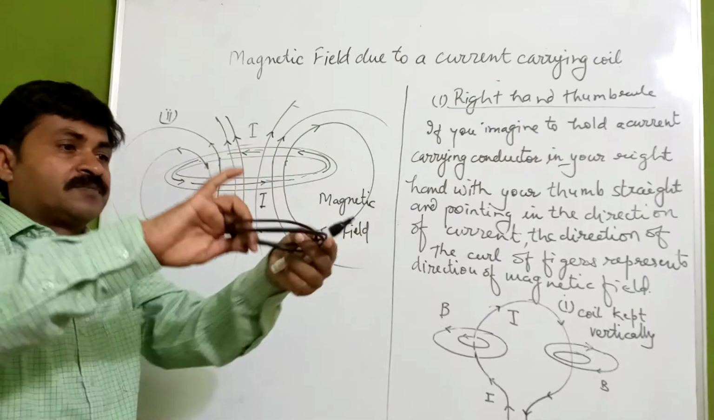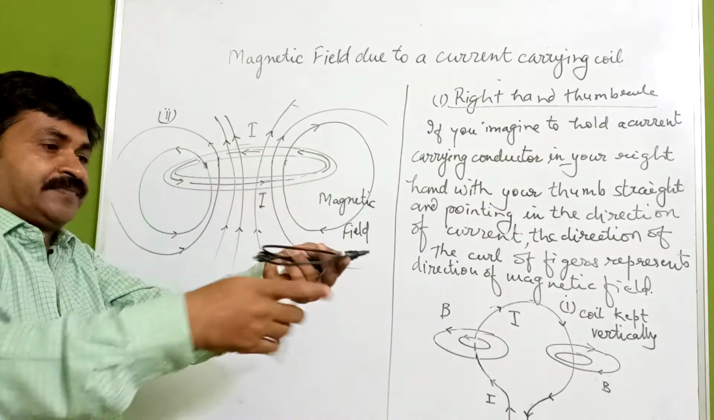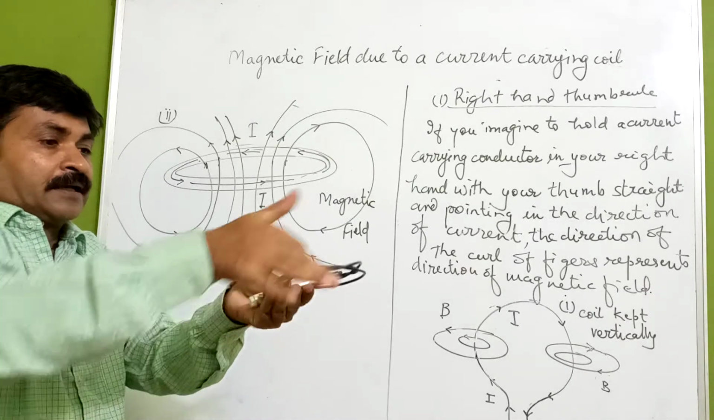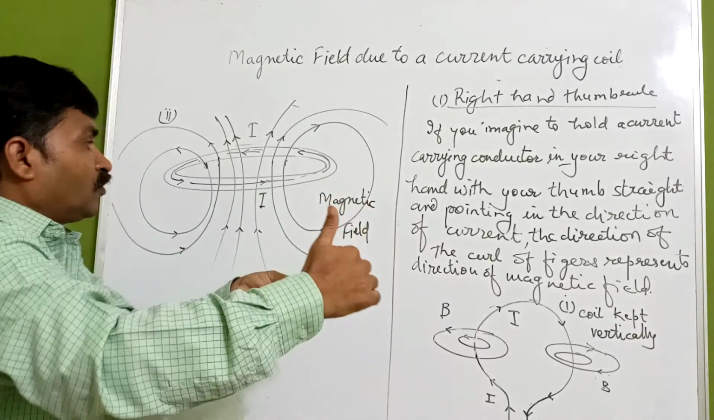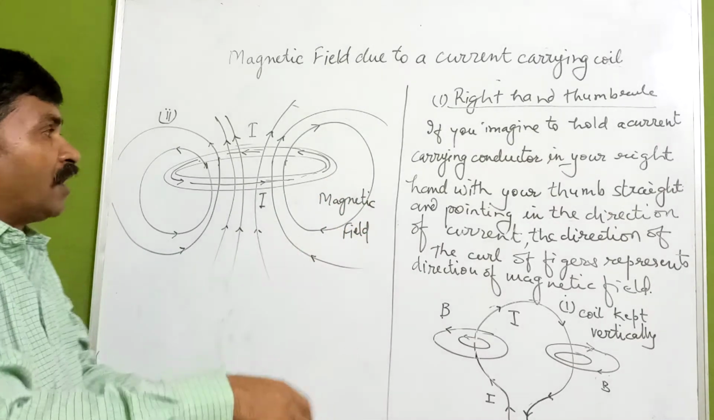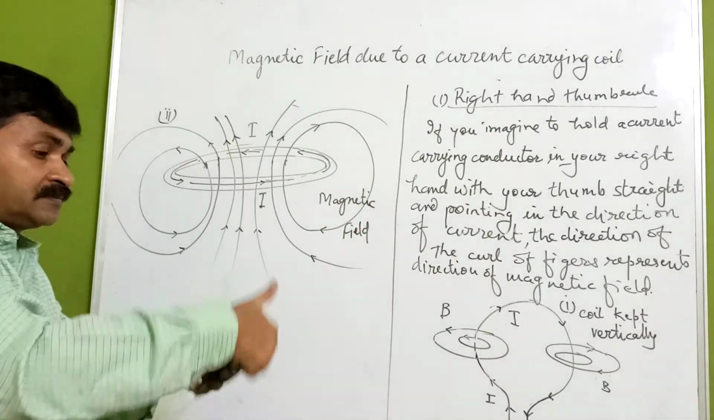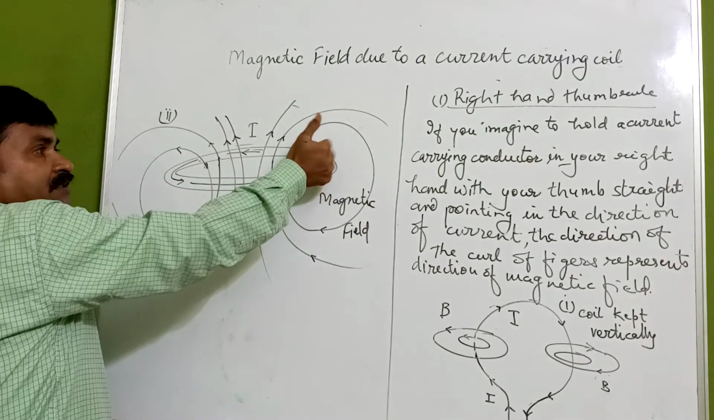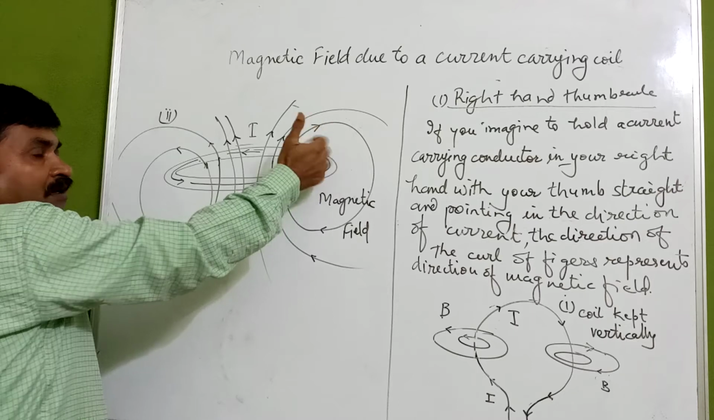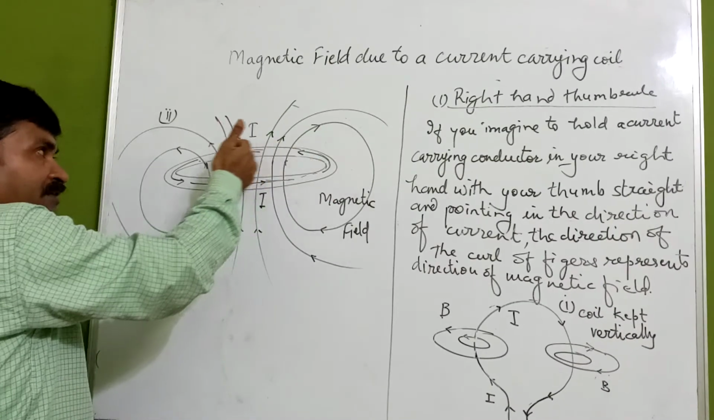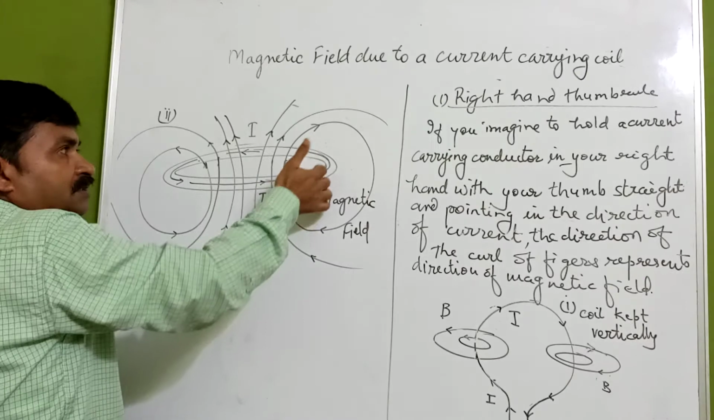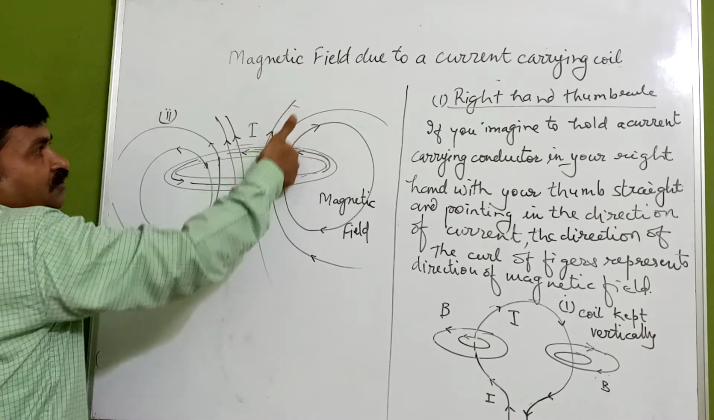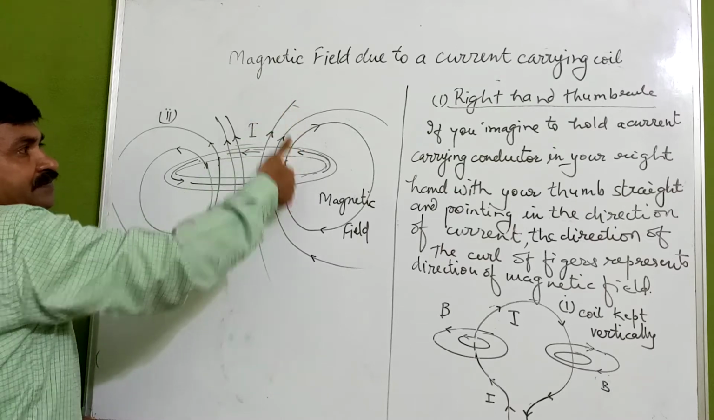Now it is like this, which means the current is flowing like this. If we want to know the magnetic field, what do we have to do? Again we can use our curled fingers. The curled fingers give you the direction of the current. Then, if we put it like this, the thumb gives you the direction of the magnetic field.